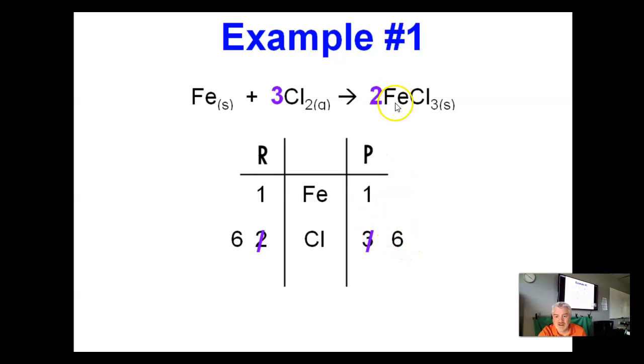When I did that, it also changed my iron atoms here. So I got 2 Fe on this side, so I want to change that to 2. Now I've got to get 2 on this side. So the only way you can get 2 on this side is by putting a 2 in front of the Fe. And we're all balanced. One more quick example.